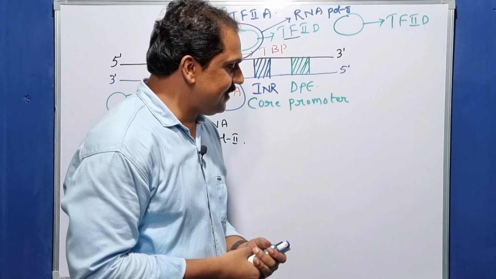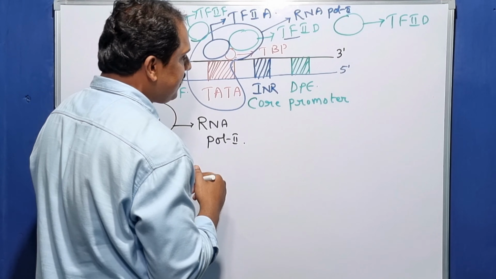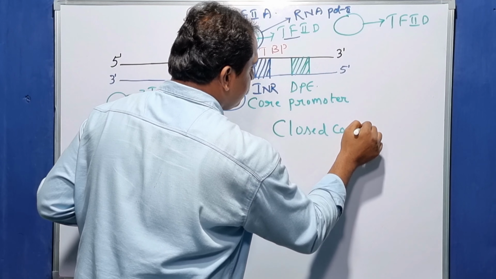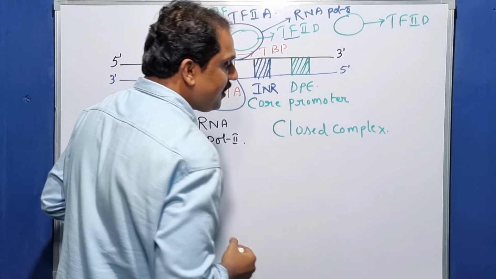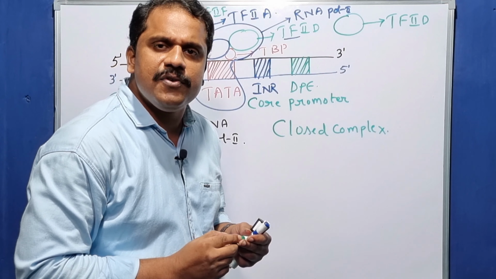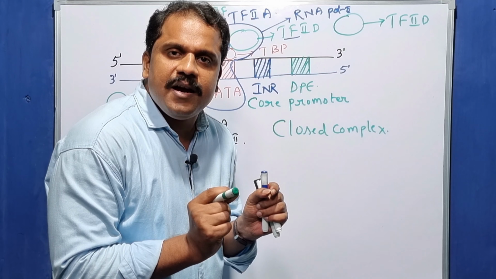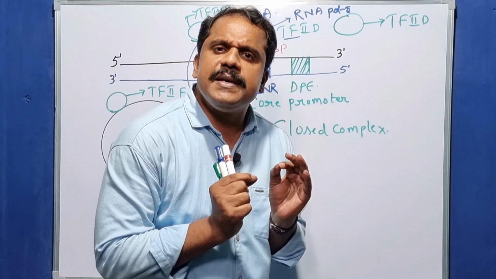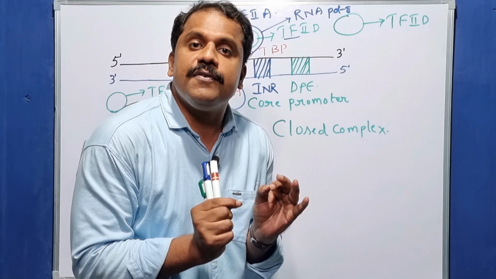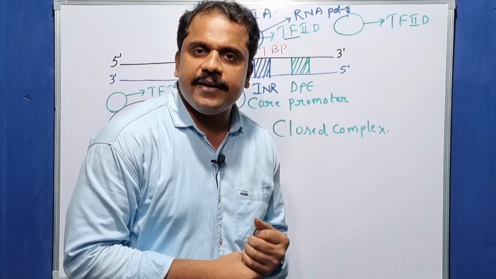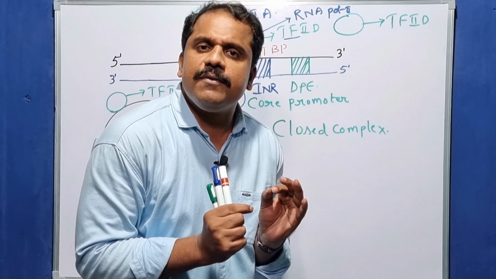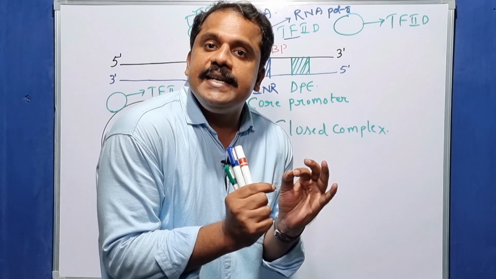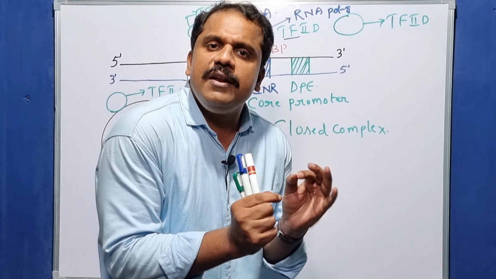Is it clear? So let me write it here. What is it? Closed complex. So after the successful formation of the closed complex, in the very next step of the initiation phase of the transcription mechanism, the process takes advantage of one more general transcription factor, and that specific factor is TF2E. Is it clear? TF2E is a dimer, that means it possesses two different domains.